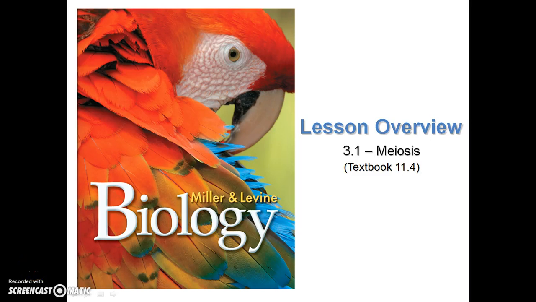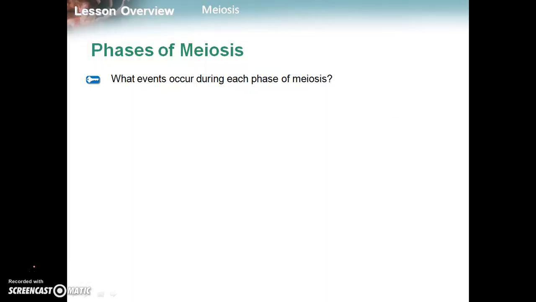Welcome to the first overview on genetics, and we're going to start with meiosis. Meiosis is very similar to mitosis. We're splitting the cell this time, but this time we're going to do it twice. And this can be found in your textbook in 11.4.